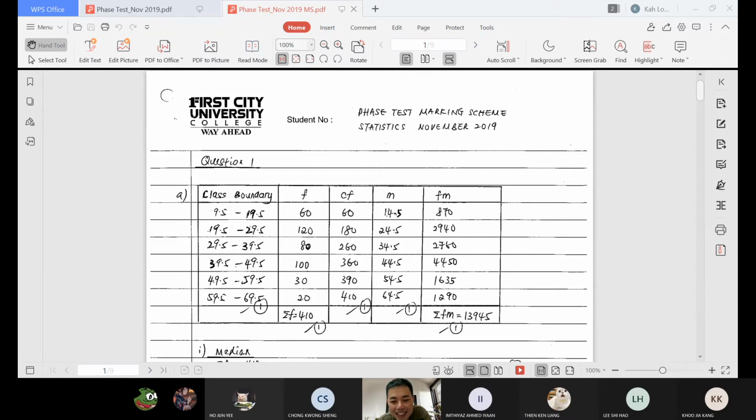Okay, Darren? Why do we need midpoint and frequency times midpoint? To calculate the mean. To calculate the mean, right? Okay, can you tell me what is the mean? Sample mean or population mean?